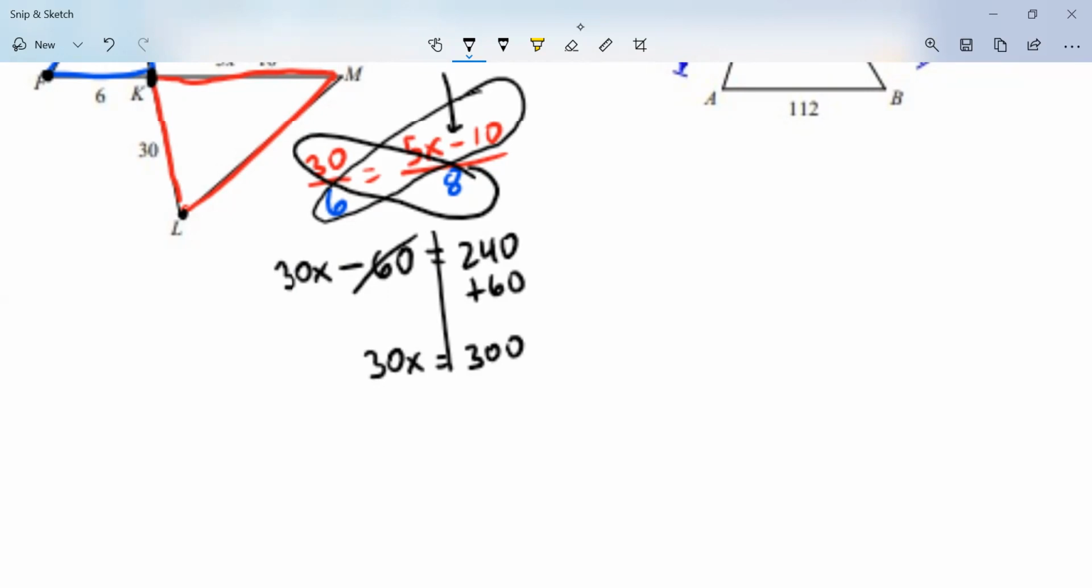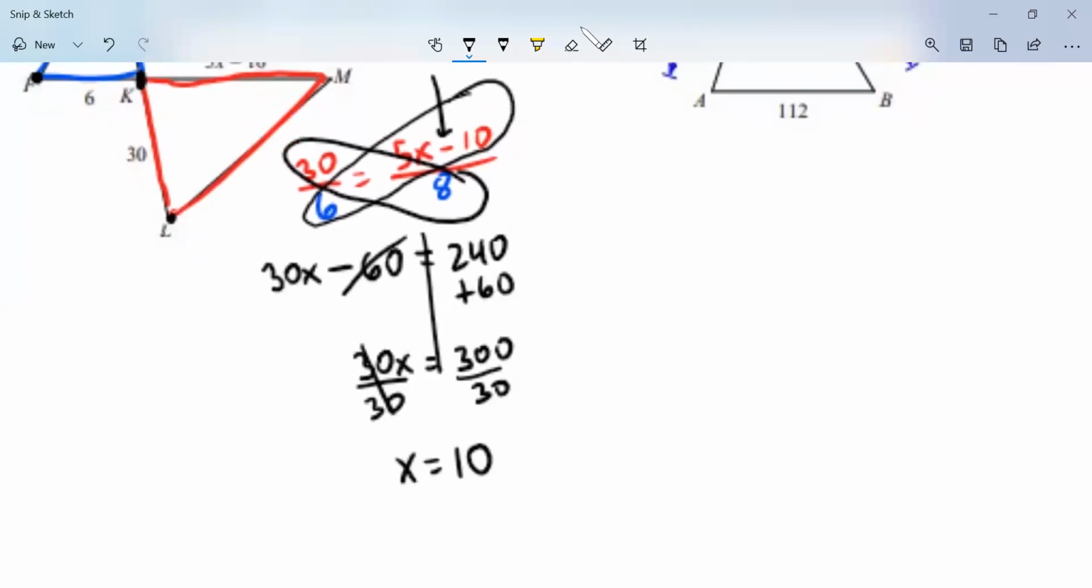Now, to get the x by itself, let me divide both sides by 30. So I get x is equal to, now 300 divided by 30 happens to be 10. So x equals 10. Again, you don't have to type in x equals, just type in 10.